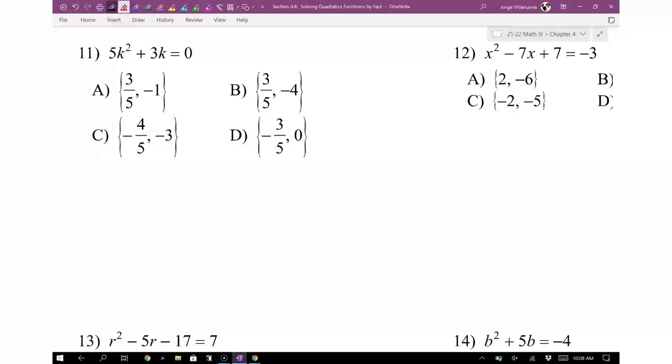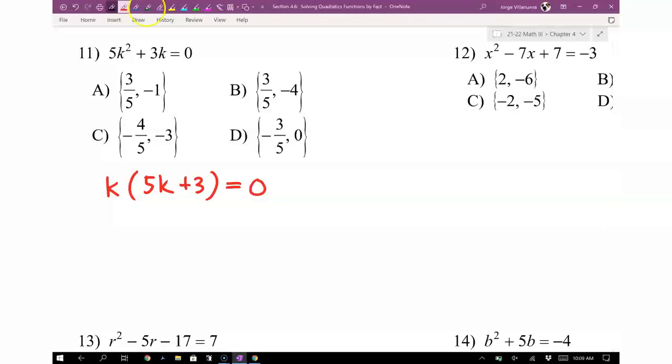5k squared plus 3k. What do they have in common? A k, yeah. So let's take a k out. And all that's left is 5k plus 3. Now, is that 2 things multiplied together equal to 0? Is that what you see right there? 2 things that are multiplied together, right? A k and a 5k plus 3. That's 2 things that are multiplied together, and they're equal to 0.